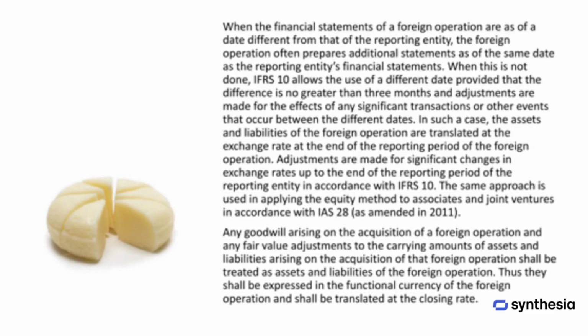When a foreign operation is acquired, any goodwill or fair value adjustments that arise are treated as assets and liabilities of that foreign operation. This means they are recorded in the foreign operation's functional currency. Finally, when preparing consolidated financial statements, these amounts are translated into the parent company's presentation currency at the closing exchange rate on the reporting date.